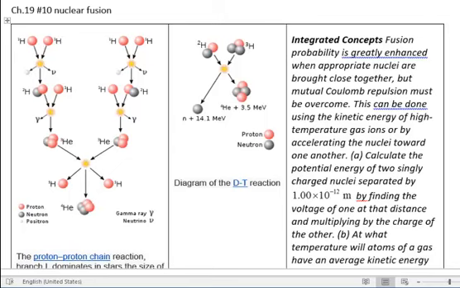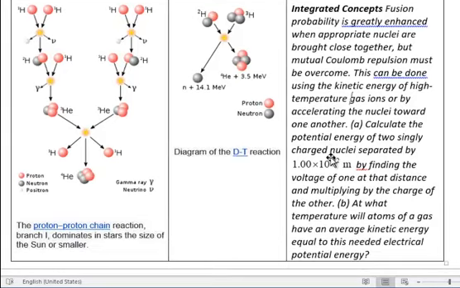So anyway, calculate the potential energy of two singly charged nuclei separated by 10 to the negative 12 meters. I actually had to look that up. That's the attometer, atto, A-T-T-O, by finding the voltage of one at that distance and multiplying by the charge of the other. And then at what temperature will atoms of a gas have an average kinetic energy equal to this needed electrical potential energy. And the text here is straight from the textbook.